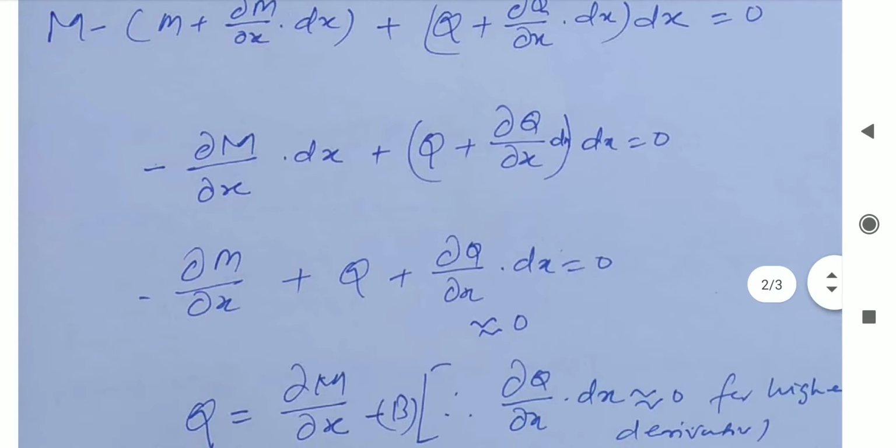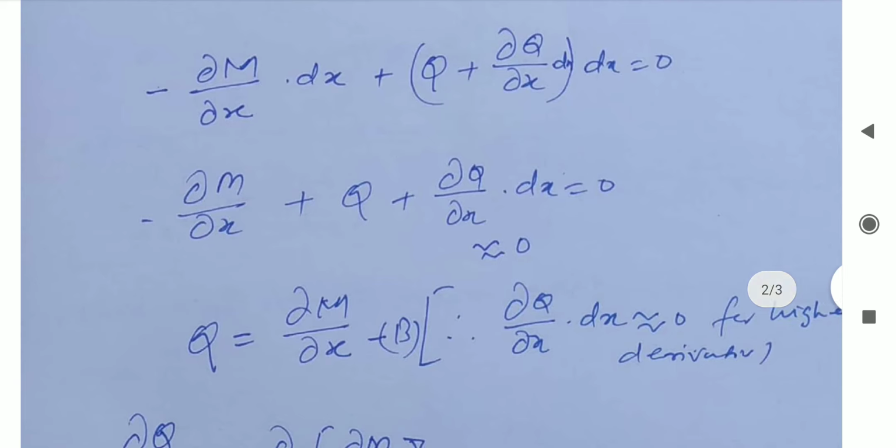So here dx and dx are common, so they cancel out. So minus ∂M/∂x plus Q into ∂Q/∂x into dx equal to 0. Here Q is the force, so the derivative of that is a higher order of derivative, which is equal to 0. So ∂Q/∂x into dx is equal to 0.